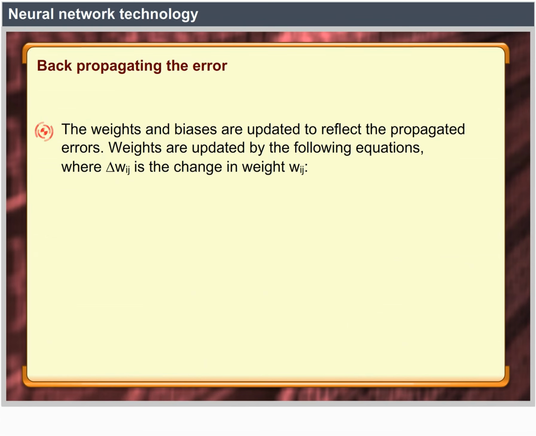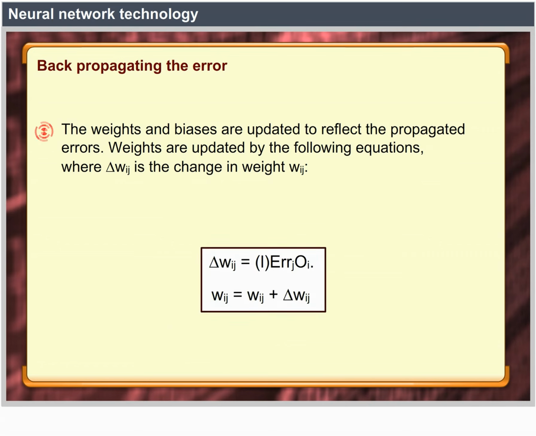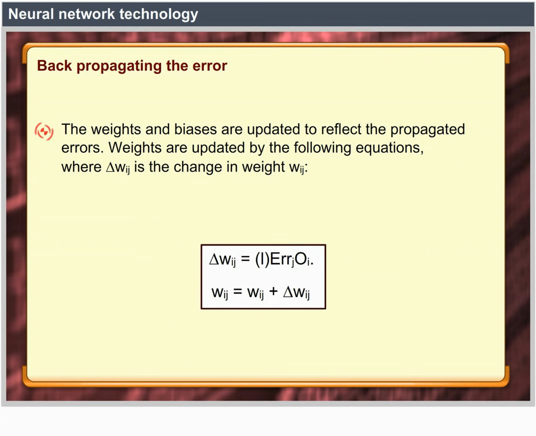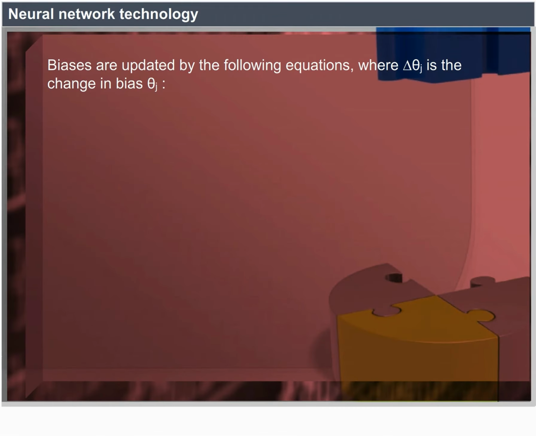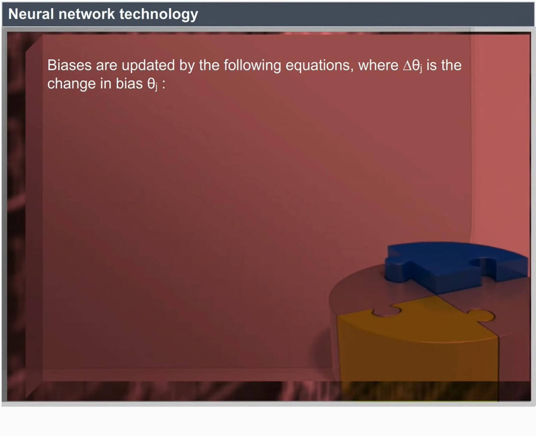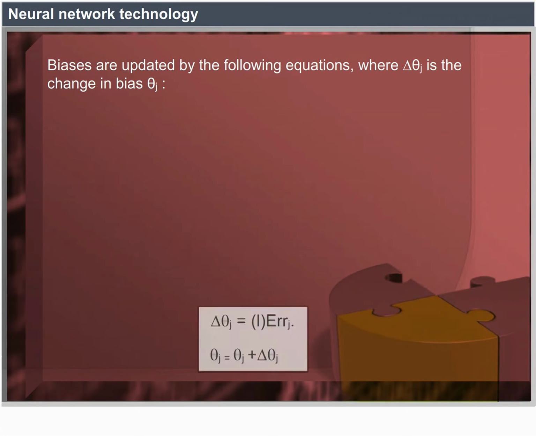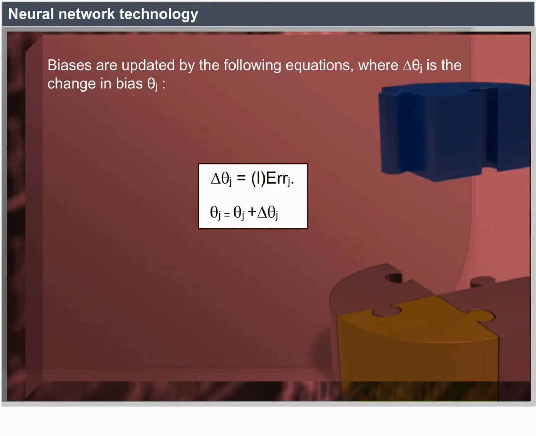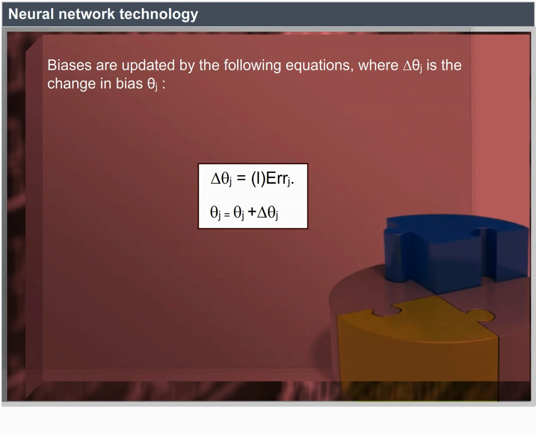Weights are updated by the following equations, where delta Wij is the change in weight Wij. Delta Wij equals L into Rj into Oi. Wij equals Wij plus delta Wij. Biases are updated by the following equations, where delta theta j is the change in bias theta j. Delta theta j equals L into Rj. Theta j equals theta j plus delta theta j.